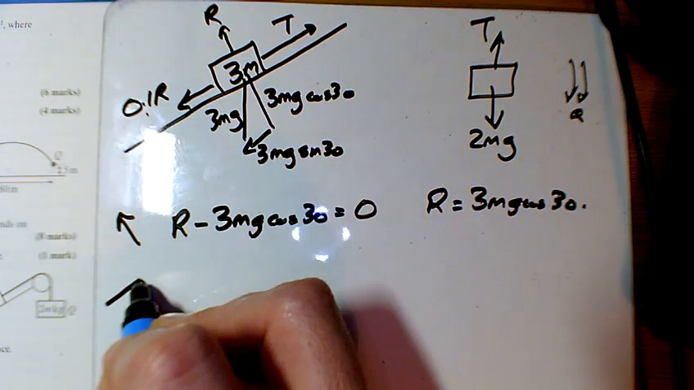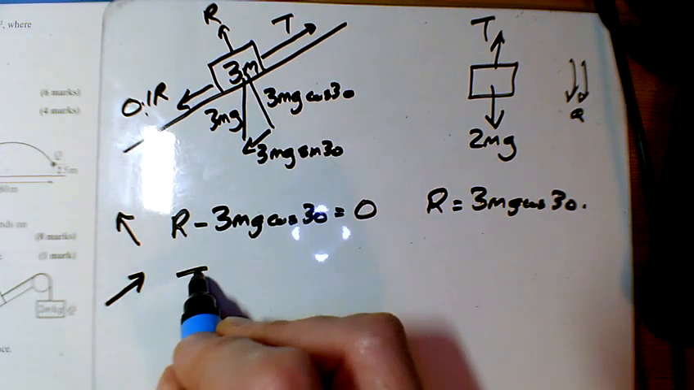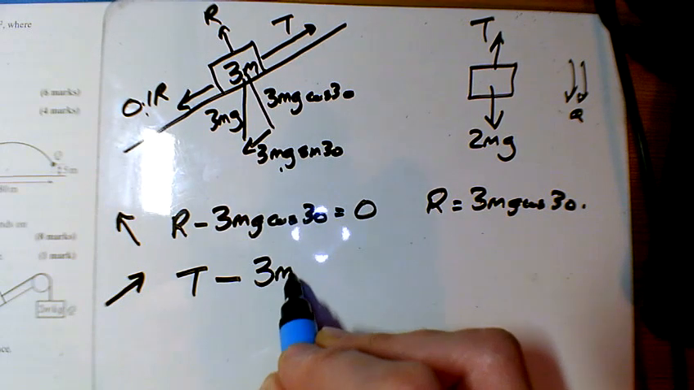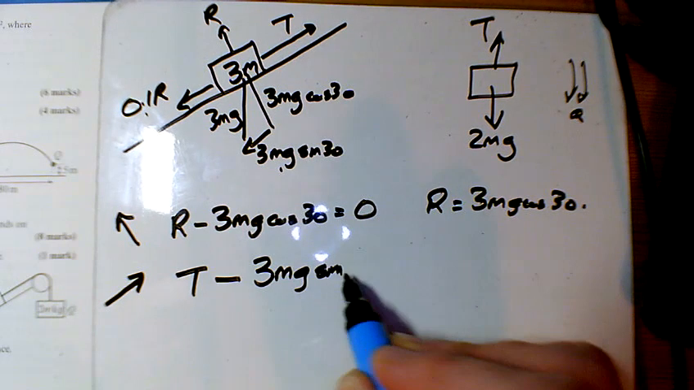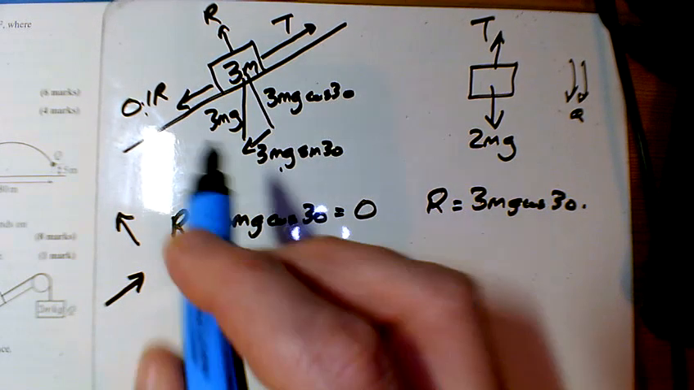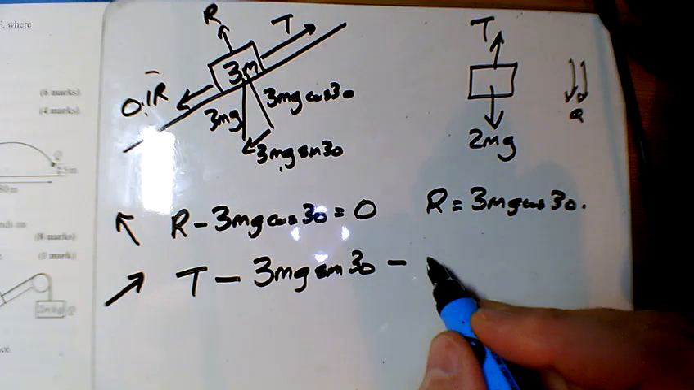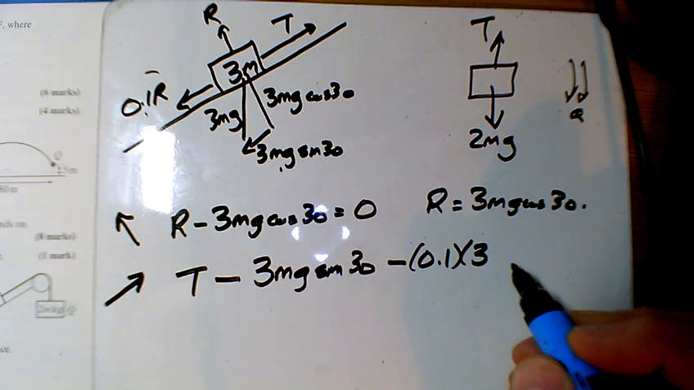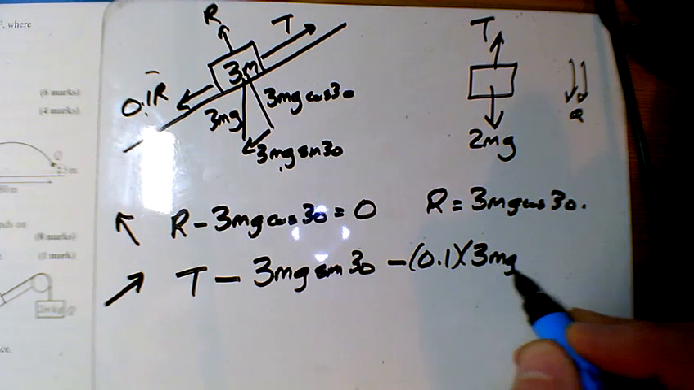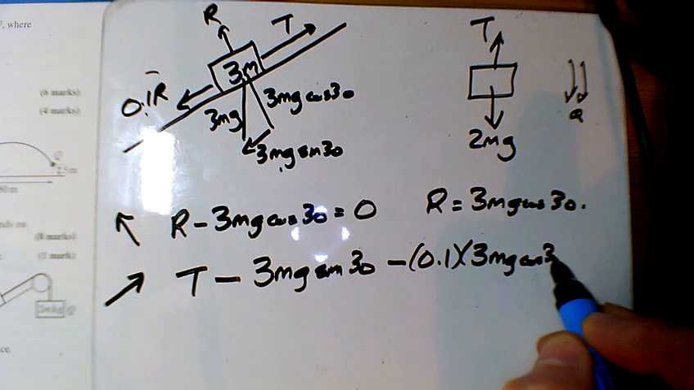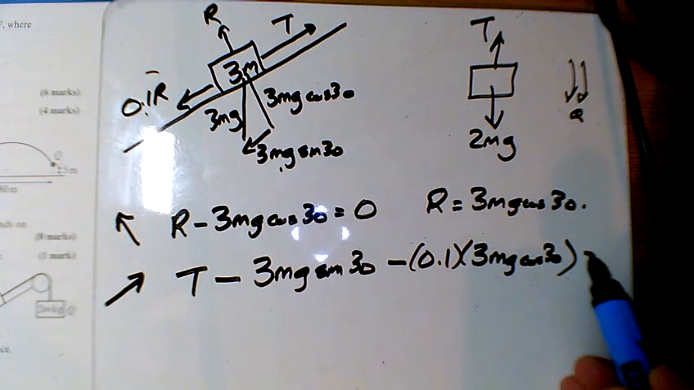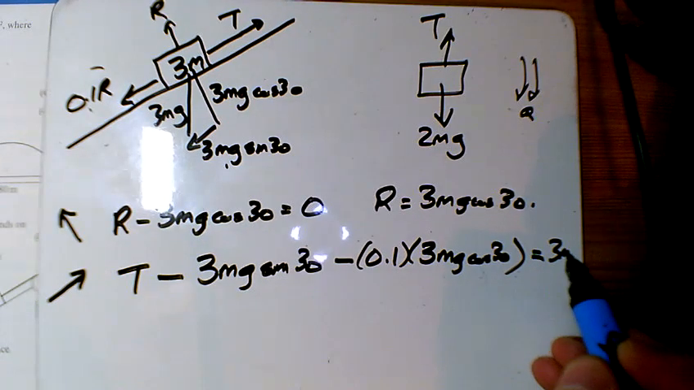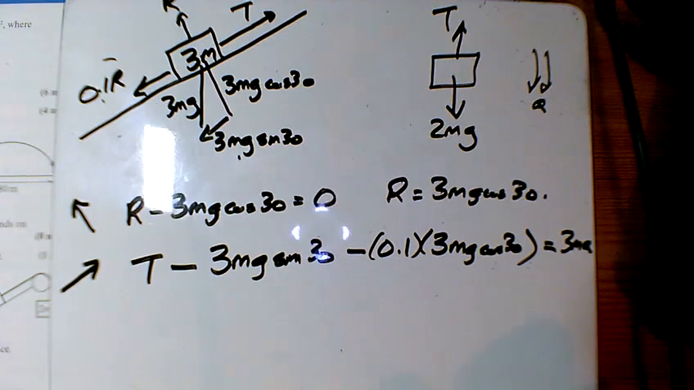So let's see what's pulling it up the slope. I've got tension, take away this part of the weight, the 3mg sin 30, and also take away this part of the force here, the 0.1 times the normal reaction, 3mg cos 30. And that will equal the mass times acceleration. The mass of this is 3m times a. Put all of that in there.